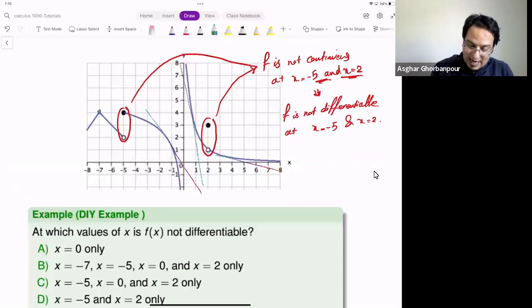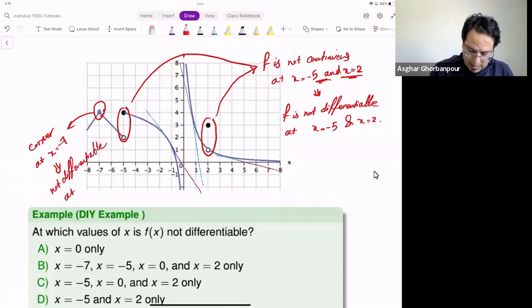So this guy is also not differentiable. It's a corner at x equal to -7. So that means that it's not differentiable at x equal to -7.